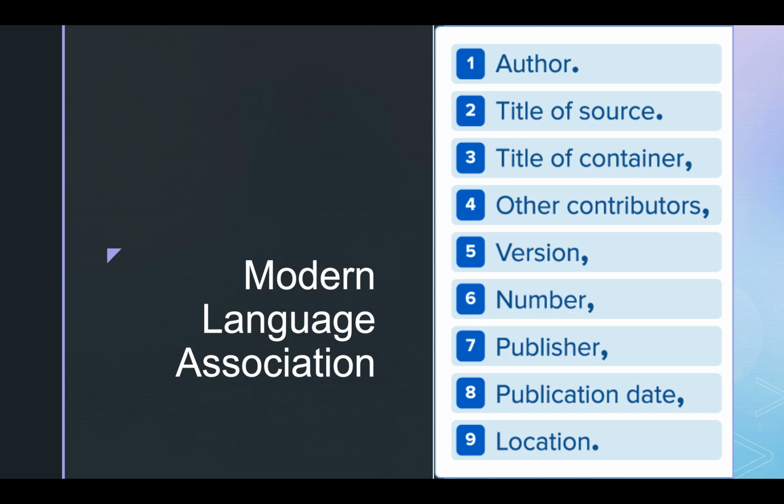If you go under this week's modules, you'll see that I linked you to a bunch of different style sites. The important information that you need to know is obviously the author, the title of your source, and the title of the container, which we'll talk about in a second, other contributors, the publisher, the publication date, the location, etc. It's very basic information that you should be able to find very easily.